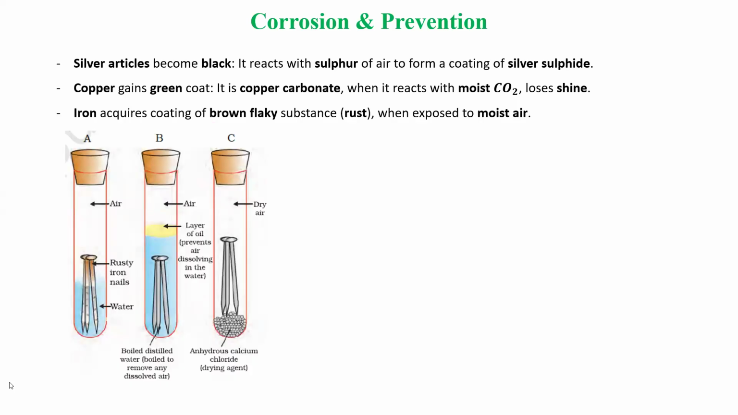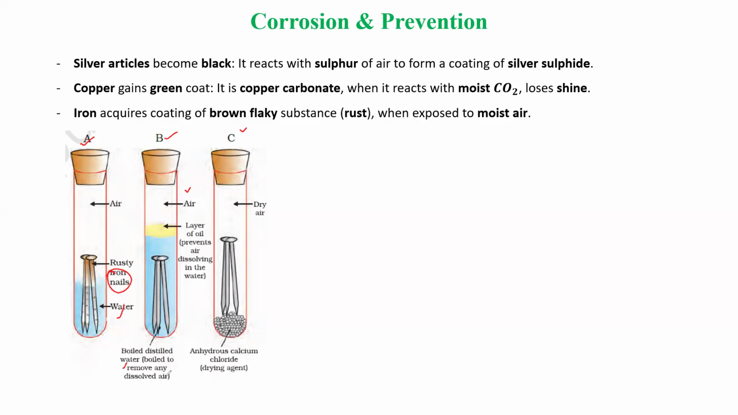So here, in this situation, we have three different experiment activities, A, B, C. So in A, what is here? We have water, air, everything is there. In that, iron nails rusting takes place. In the second one, what is happening? Only what we have here? This has boiled distilled water.